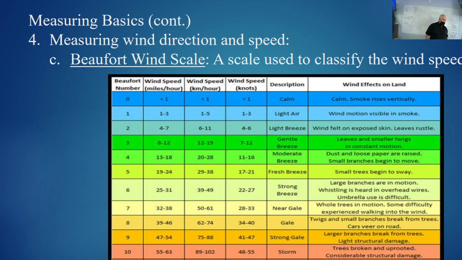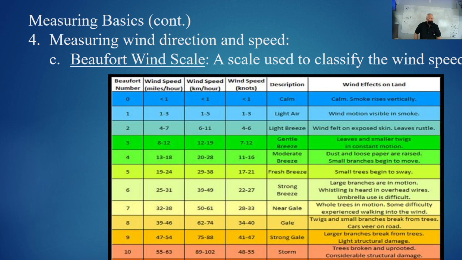And number 6 has a wind speed of 25 to 31. A strong breeze. Large branches are in motion. Whistling is heard in overhead wires. Umbrella use is difficult because it wants to pull you away. That's a 25 to 31 mile an hour wind. Number 7, you have 32 to 38. A near gale. Whole trees in motion. Some difficulty experienced walking into the wind.